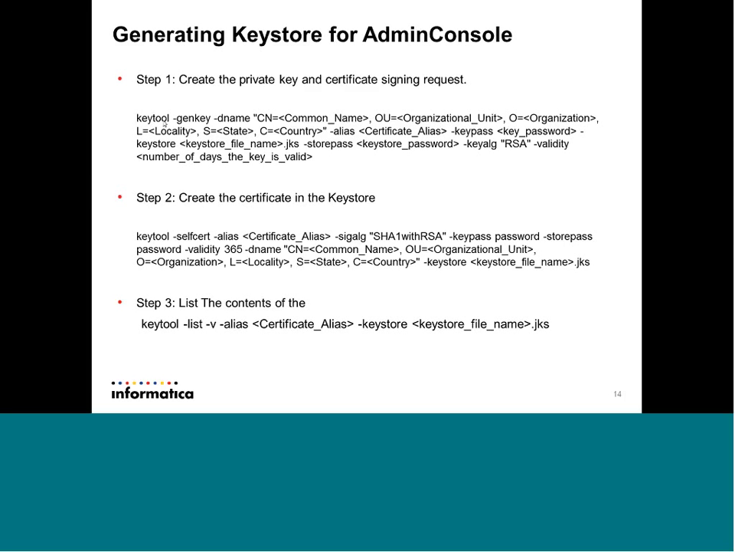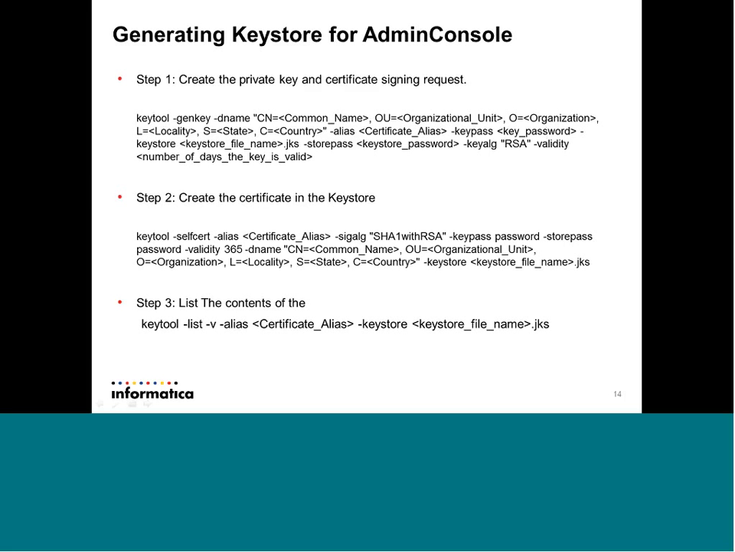So for generating a key store for the admin console, we use the key tool utility, and we use the generate key command with all the details, like what should be the common name, the organizational unit, organization, locality, state, and country. This is the format in which the certificate expects its identity to be generated. And we'll give any alias for the certificate so that we could identify the certificate with the alias name.